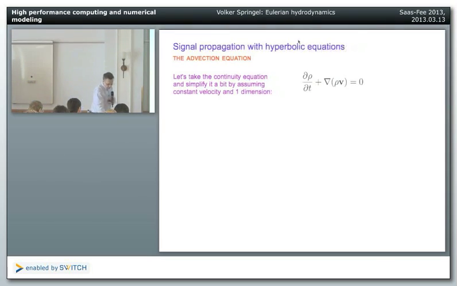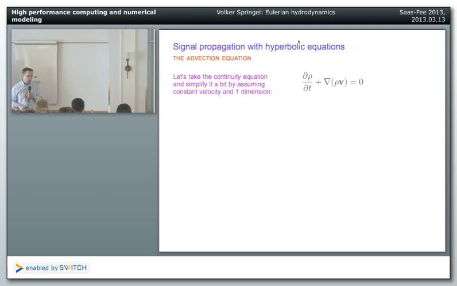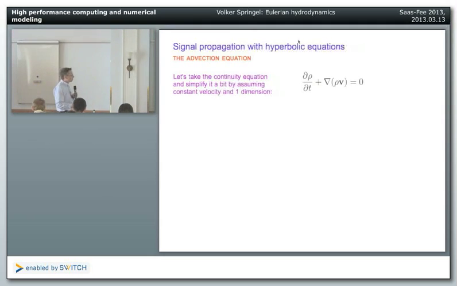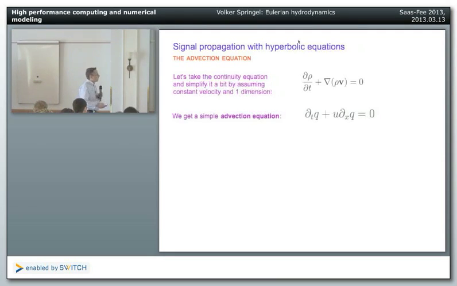If you look at the mass conservation equation that appears in the Euler equations, you can think about maybe simplifying this a little bit. Let's assume that in such a type of equation, the velocity is a constant. If the velocity is a constant, and let's also simplify this to 1D, then we have a generic one-dimensional advection equation, about the simplest hyperbolic equation that you can write down.